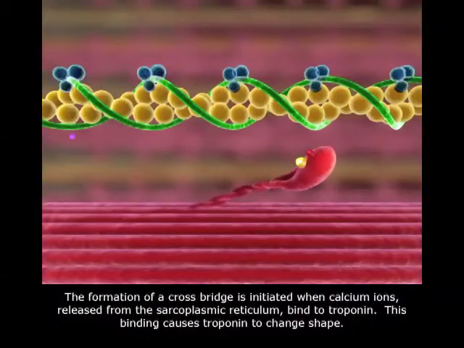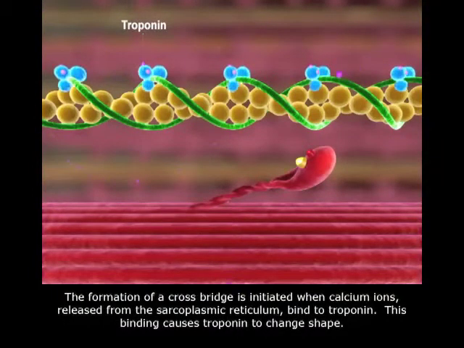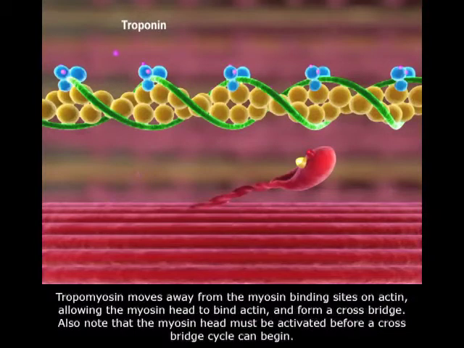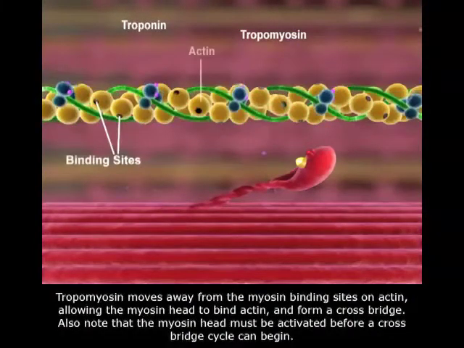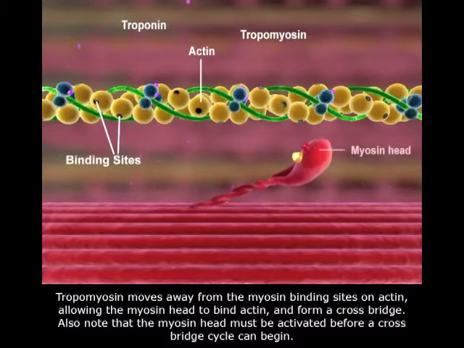The formation of a cross bridge is initiated when calcium ions, released from the sarcoplasmic reticulum, bind to troponin. This binding causes troponin to change shape. Tropomyosin moves away from the myosin-binding sites on actin, allowing the myosin head to bind actin and form a cross-bridge.